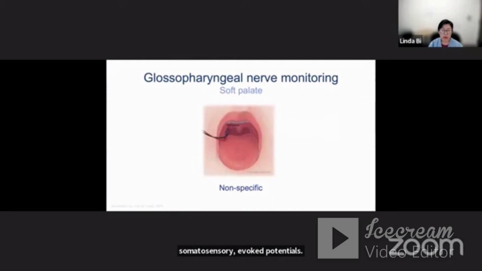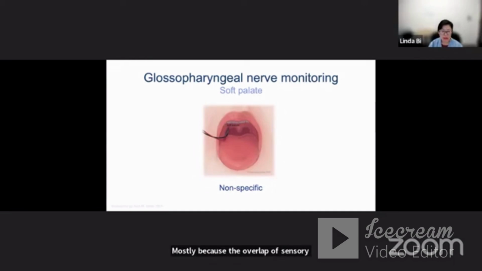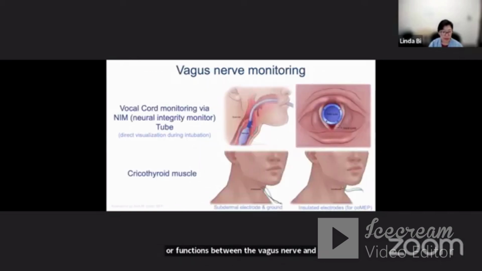With respect to the lower cranial nerves, common modalities include glossopharyngeal nerve monitoring, which is usually electrodes put into the soft palate. This is probably the least specific of all lower cranial nerves. I would say if there is one nerve to not monitor, it would be this, mostly because of the overlap of sensory dermatomes or functions between the vagus nerve and the ninth nerve. So this is probably the least reliable of all the possible nerves.